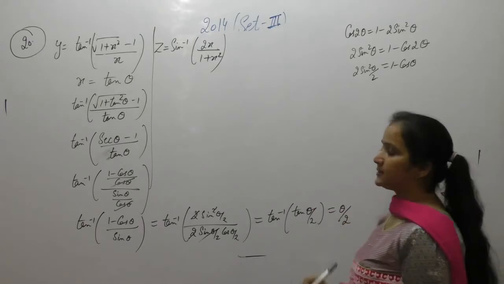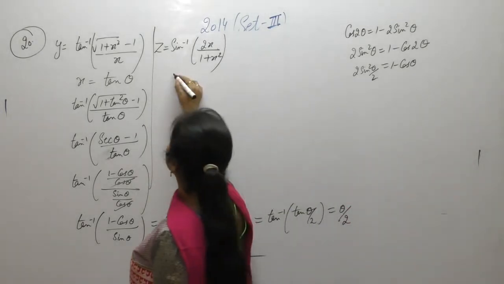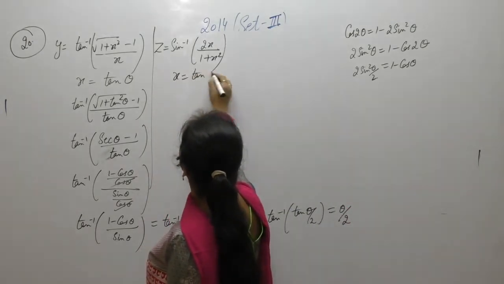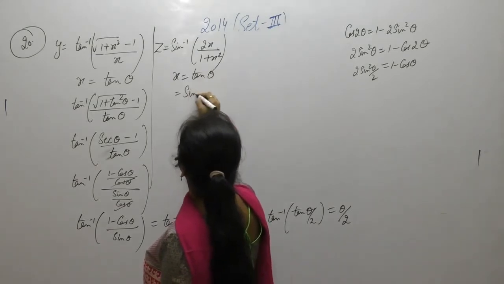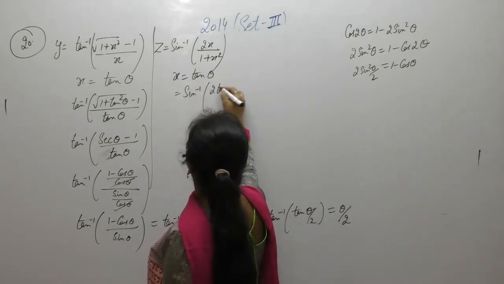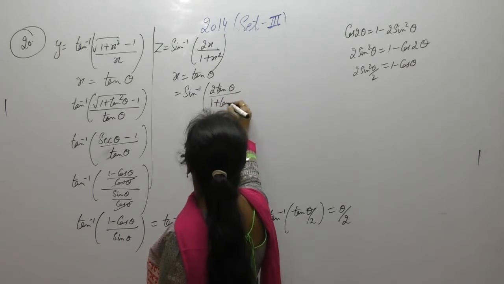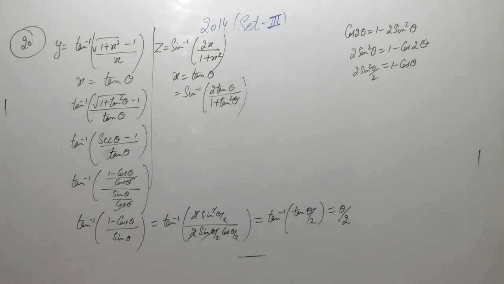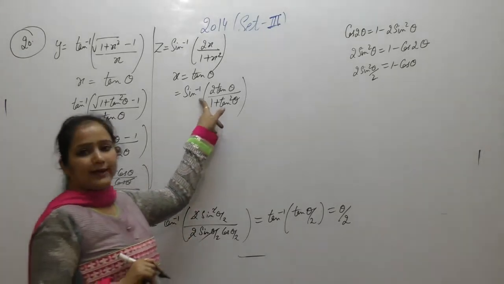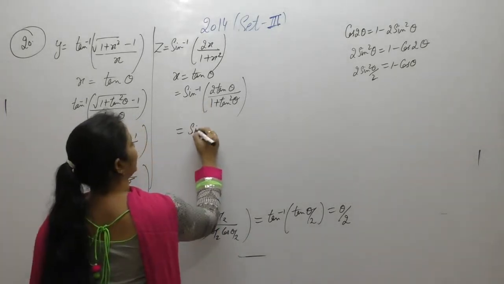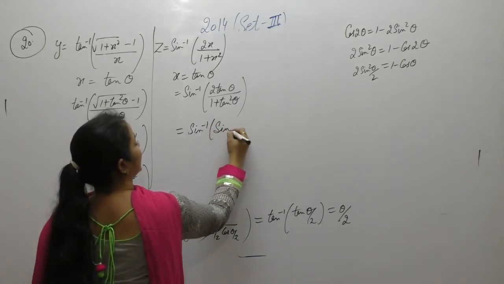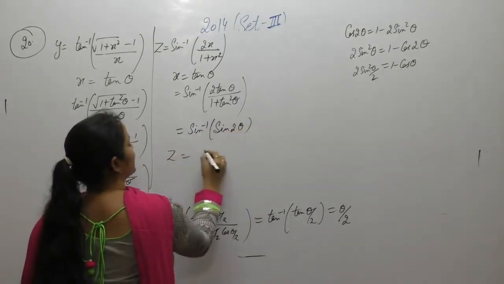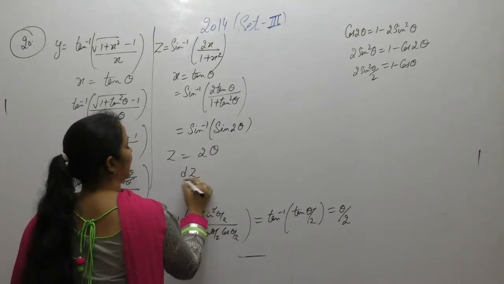So y is theta by 2. Now in z, put x is equal to tan theta. Sine inverse of 2 tan theta upon 1 plus tan square theta. We have the formula for sine 2 theta, that is 2 tan theta upon 1 plus tan square theta. So sine inverse of sine 2 theta, so z is 2 theta.